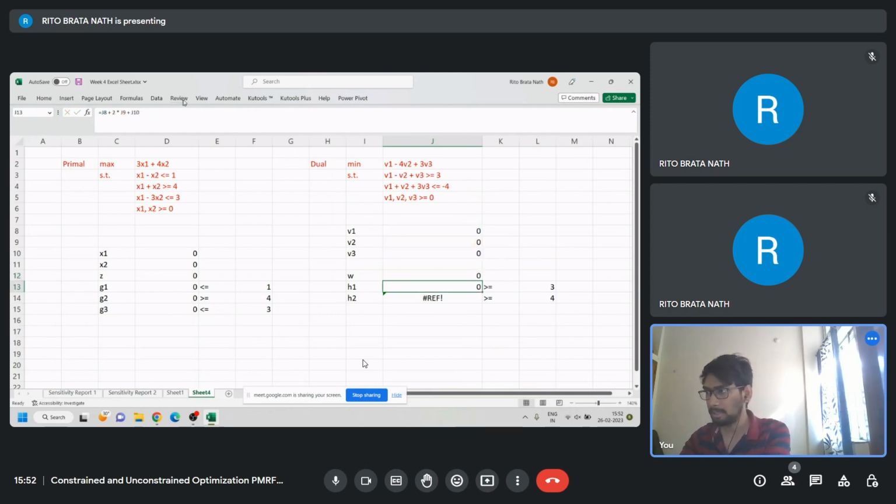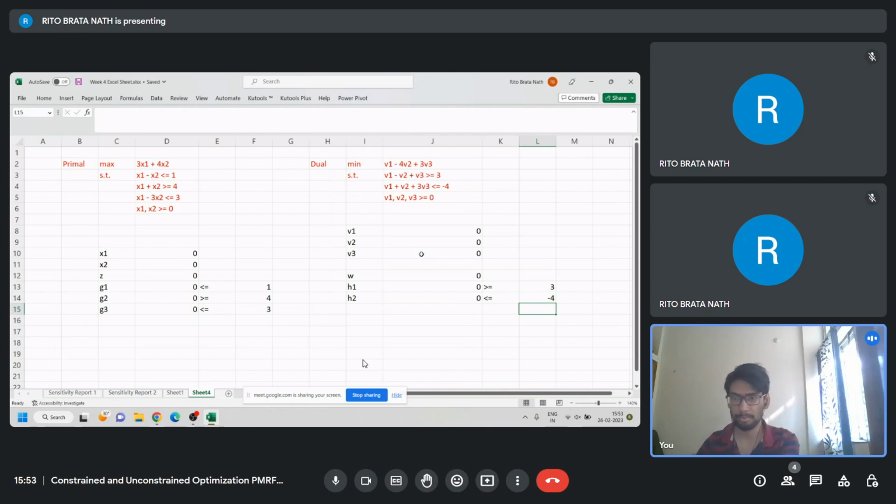So this is fine. The next one is the first equation, so that's V1 minus V2 plus V3, so that's fine. And the next one is V1 plus V2 plus 3V3. Okay, so let's change the signs. This is fine. This is greater than or equal to, but this is less than or equal to. This is 3 and this is minus 4. Okay, so I think I have constructed the problem again.